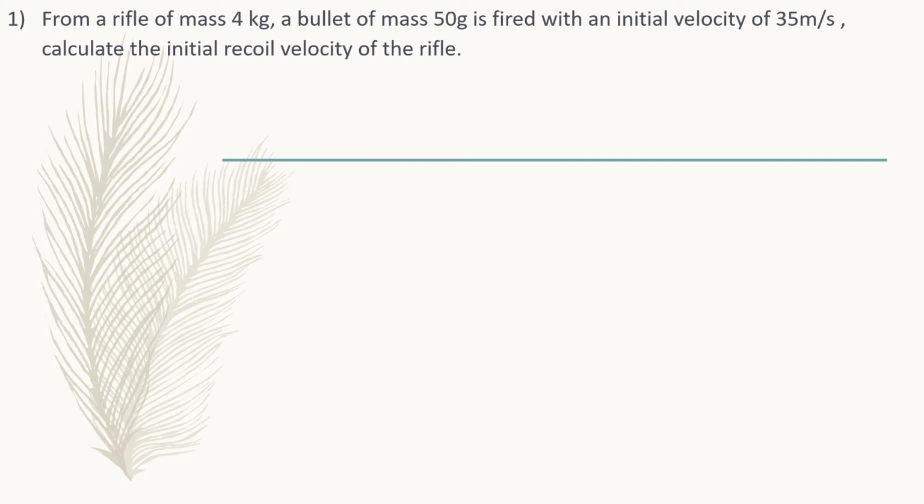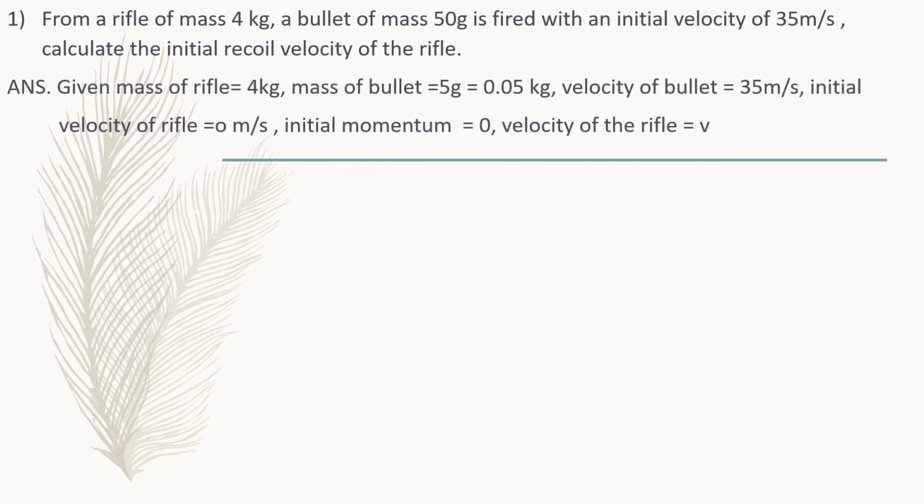So, the question is given that the mass of the rifle is equal to 4 kg and the mass of the bullet is 5 gram. So, I am converting it into kilogram. So, 5 gram is equal to 0.05 kg and the velocity of the bullet is 35 meter per second. So now we need to find out the velocity of the rifle, that is the recoiling of the rifle. So let us take it as V.